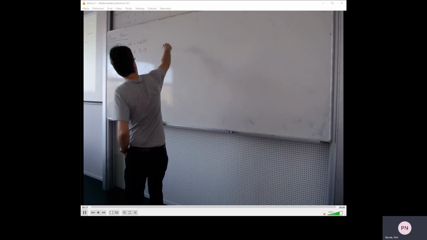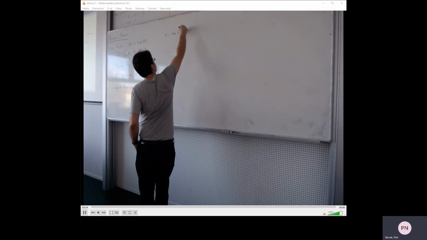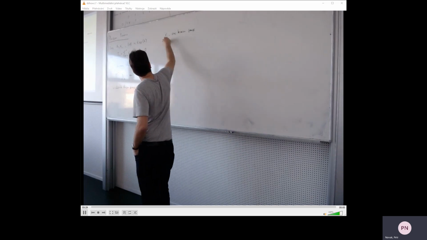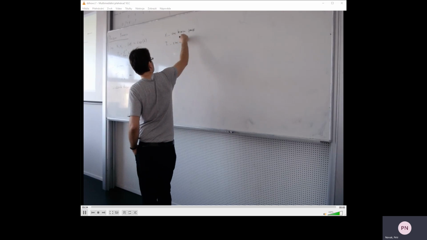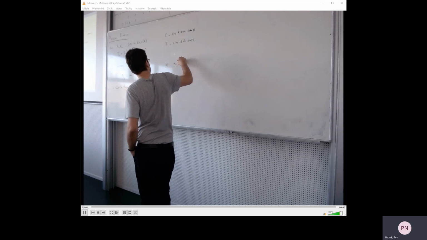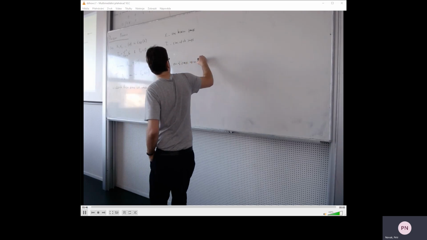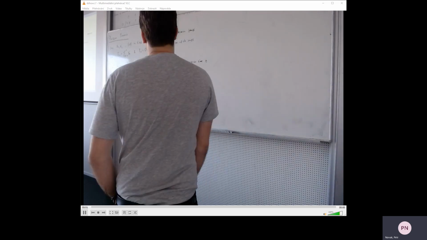Yeah, the X_i's are times between jumps. The T_i's are times of the jumps. And N_t gives us the number of jumps up to time t. Okay? Generally speaking.